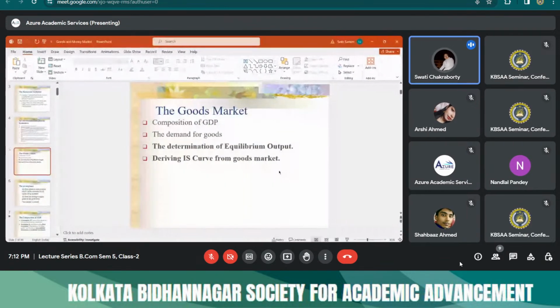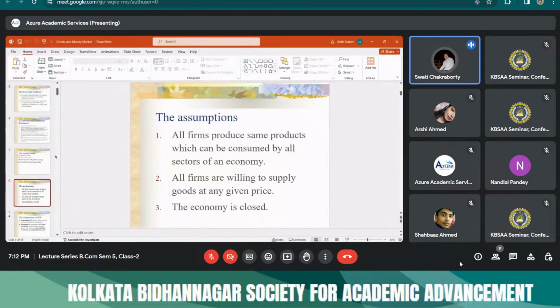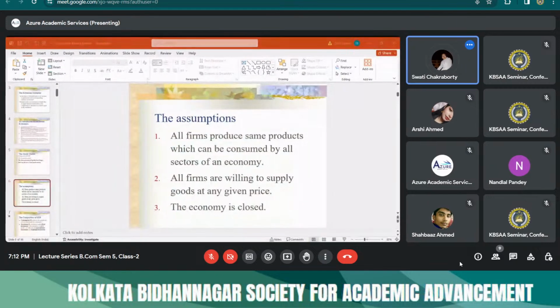In the goods market, as per Keynes, he makes three basic assumptions. The first is that all firms produce identical products which can be consumed by all the sectors of an economy. The second is that all firms are willing to supply goods at any given price. That is where we are talking of perfect competition: the price is given in the market, and firms are price takers, not price makers. The third is that we are talking of a closed economy, meaning there is no trade, no exports, no imports.